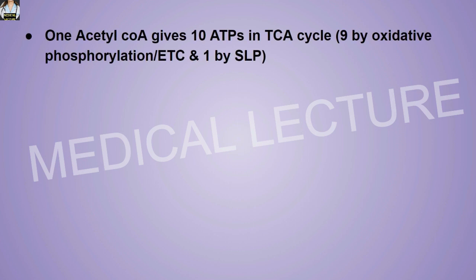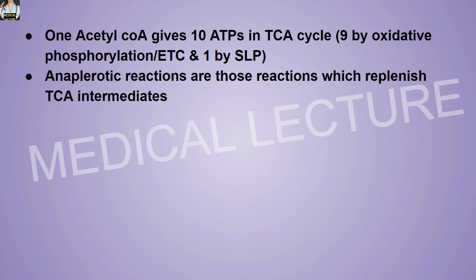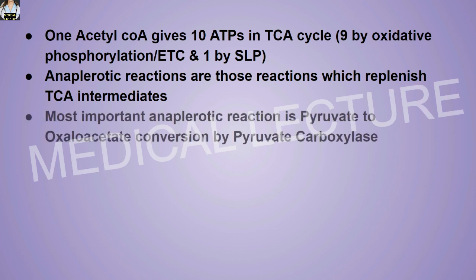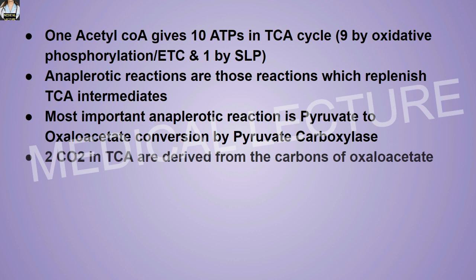One acetyl-CoA gives 10 ATPs in the TCA cycle, where 9 ATPs are from oxidative phosphorylation, or ETC, and 1 from the substrate level phosphorylation step. Anaplerotic reactions are those reactions which replenish the TCA intermediates. The most important anaplerotic reaction is the conversion of pyruvate to oxaloacetate by the pyruvate carboxylase enzyme. The 2 carbon dioxide in the TCA cycle are derived from the carbons of oxaloacetate.